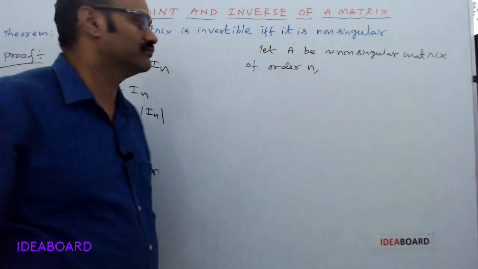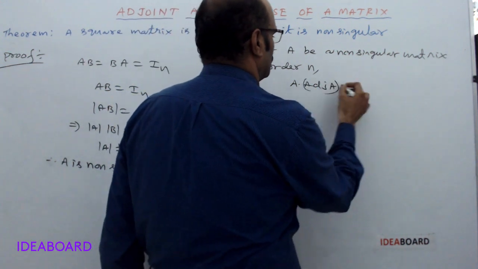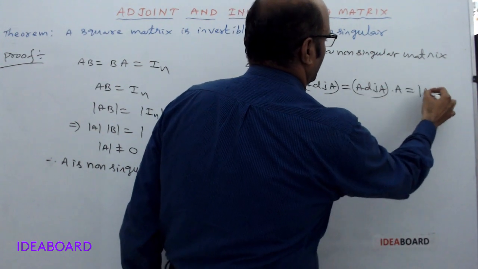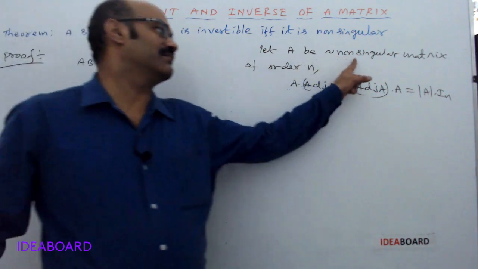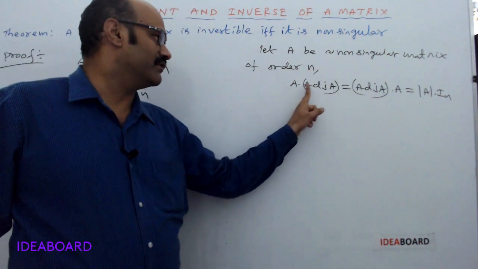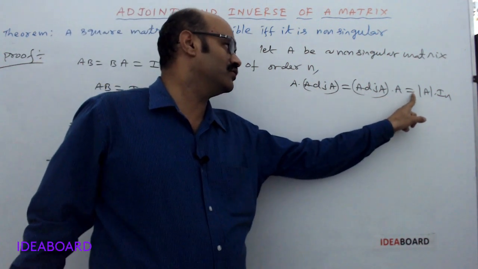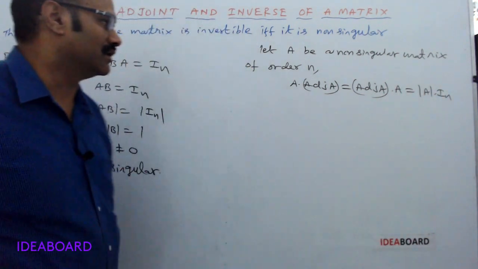Then we have A into adjoint of A equal to adjoint of A into A equal to det A into In. If A is a non-singular matrix of order n, A into adjoint of A equal to adjoint of A into A equal to det A into In. This is the property.